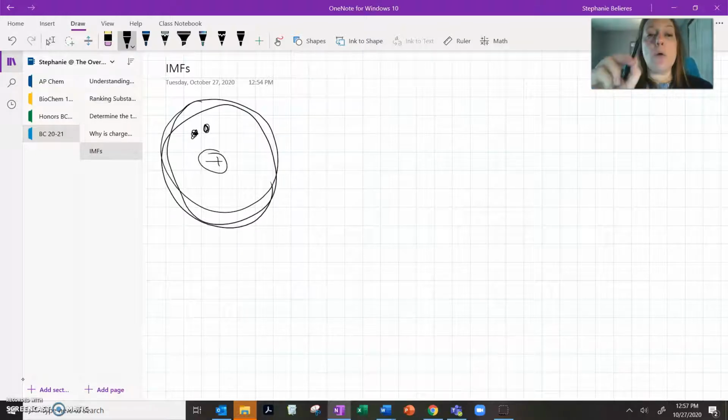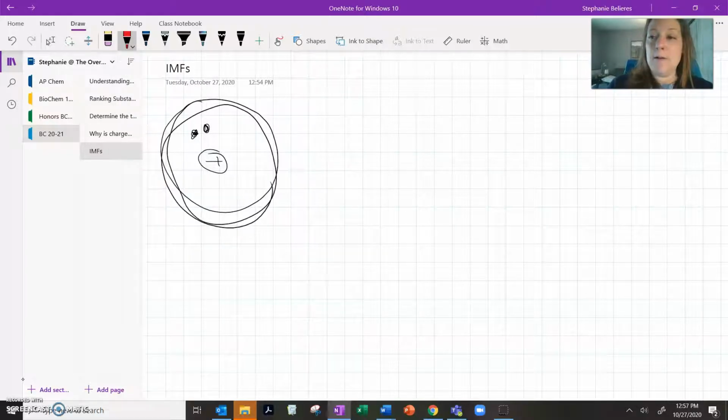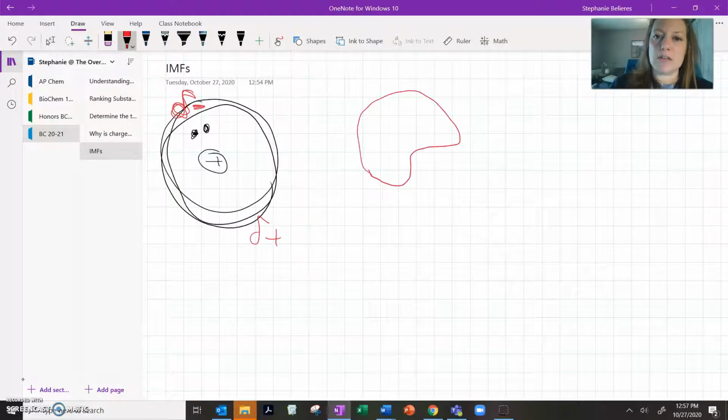Now, what happens when that occurs is that I have created a region of electron density that is shifted to that side. So I have this negative side, and by default, since there are no electrons on the other side, the other side is positive. We can see this distortion of the electron cloud. Here's the nucleus, here are those electrons, this side is negative, and this side is positive.